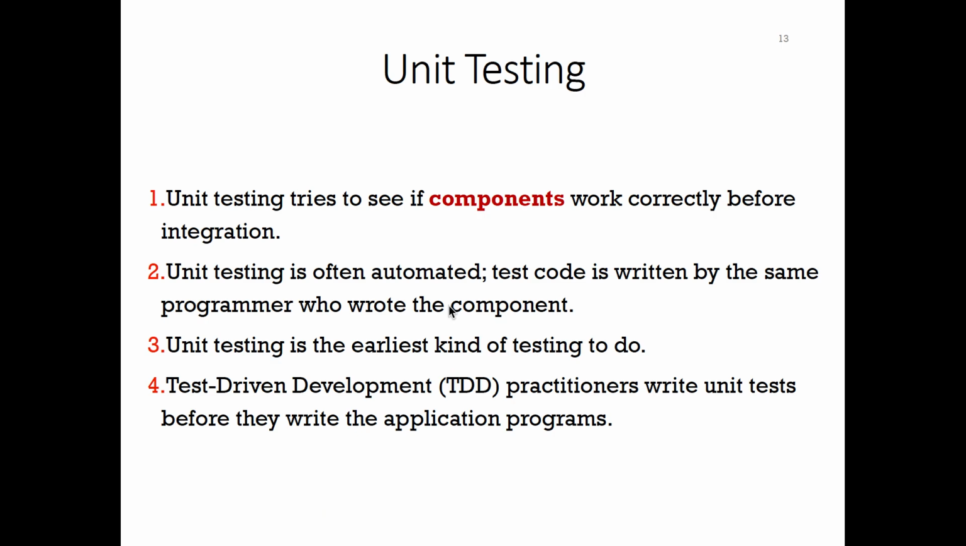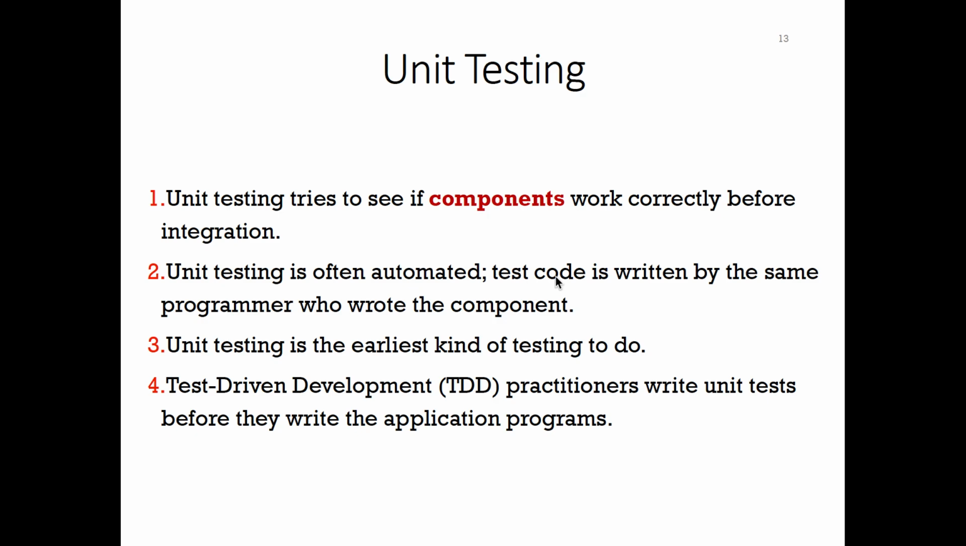So now, unit testing. A unit is a component in a software. There can be many components in a software. In OO, a class would be a component. In other programming languages, a function would be a component. And unit testing is probably the first testing you would do. It is done before integration testing. And unit testing is also a very good candidate for automation.